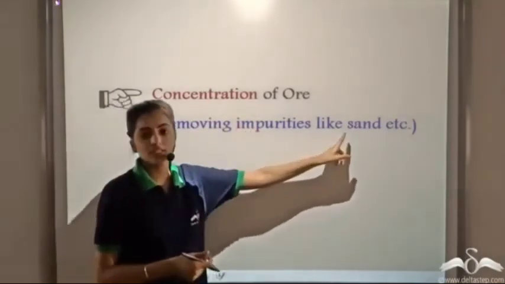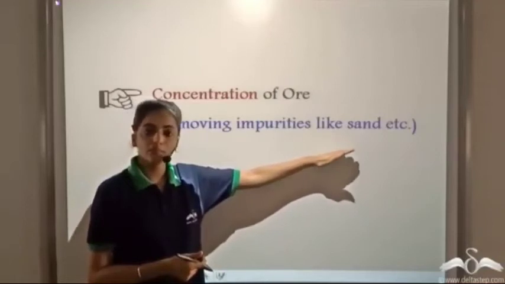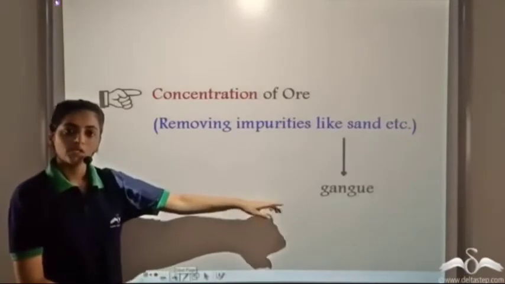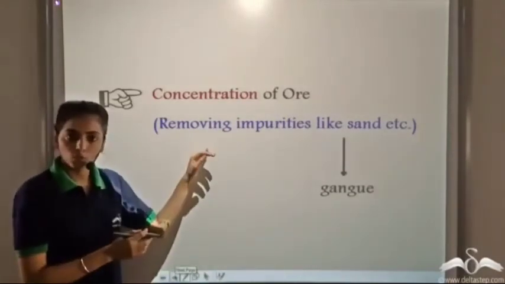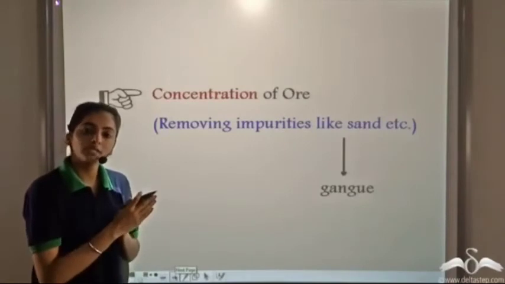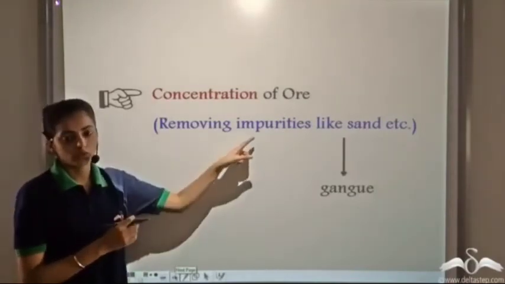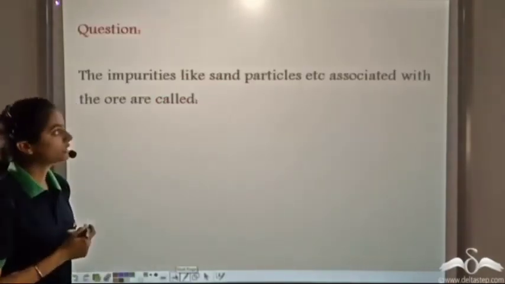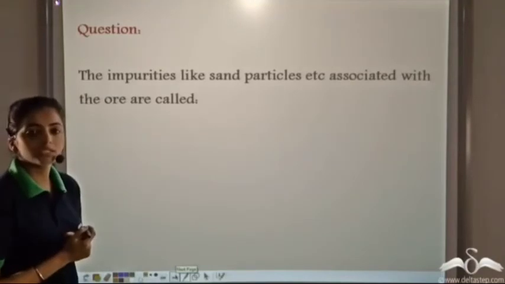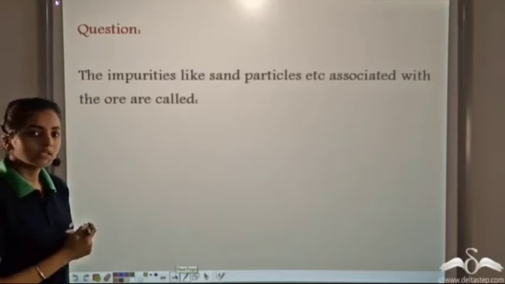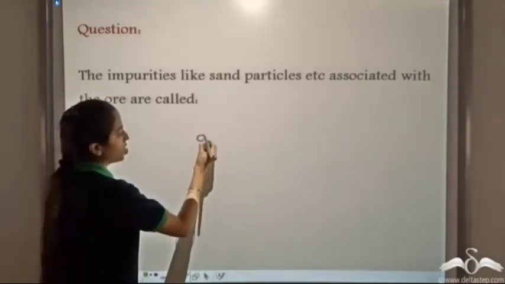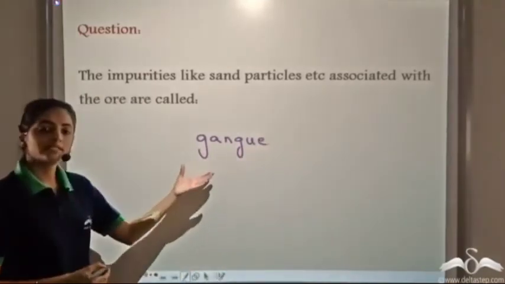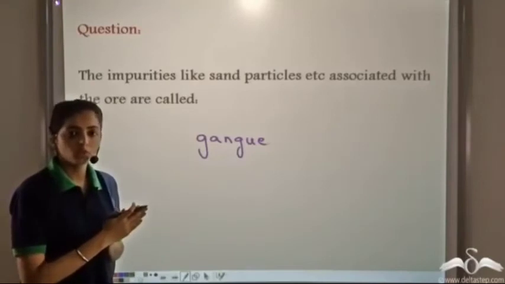We have to remove these impurities like sand. And these impurities which are associated with the ore are known as gangue. So the impurities associated with the ores are known as gangue, and we have to remove these impurities in order to purify the ore. The impurities like sand particles, etc., that are associated with the ore are known as gangue.